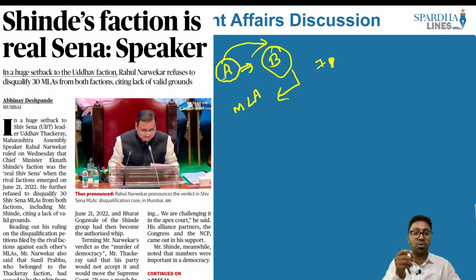So in a major, huge setback to the Uddhav faction, Rahul Narvekar, who happens to be the speaker, refuses to disqualify 13 MLAs from both the factions, citing lack of valid grounds. He does not disqualify them, but he goes on to say that the real Shiv Sena happens to be the Eknath Shinde led group. So what is it that we have to understand from here?